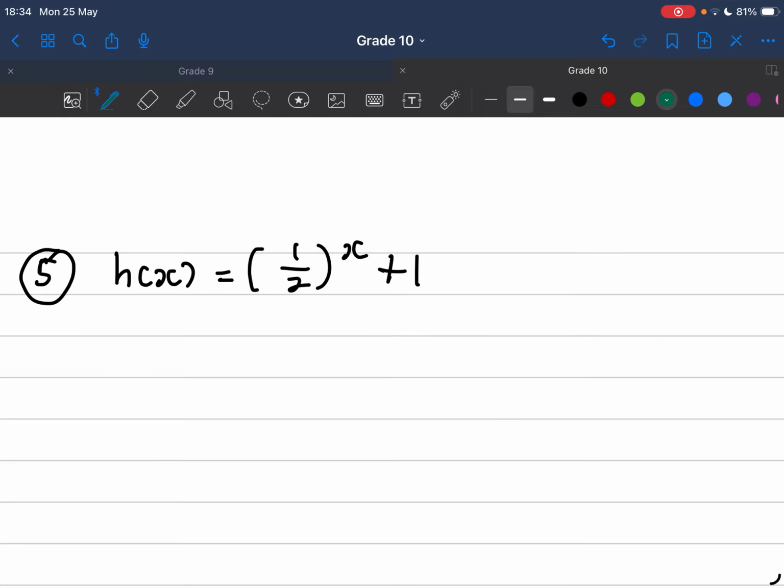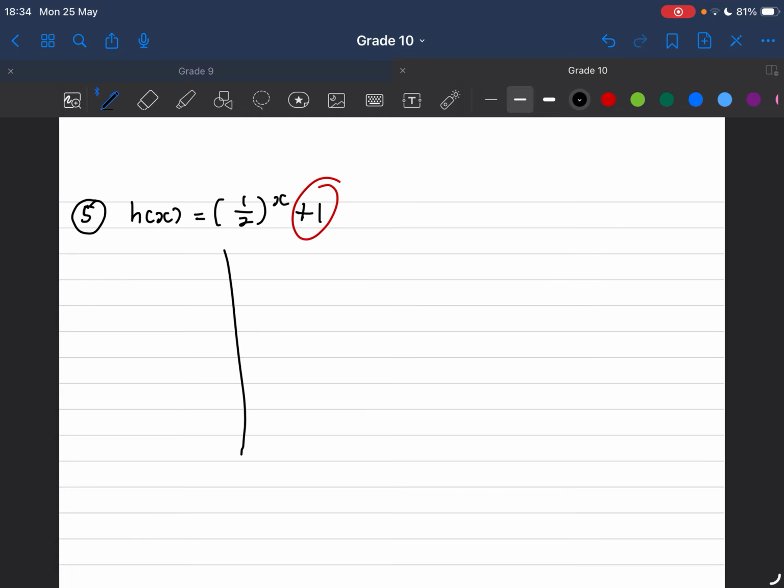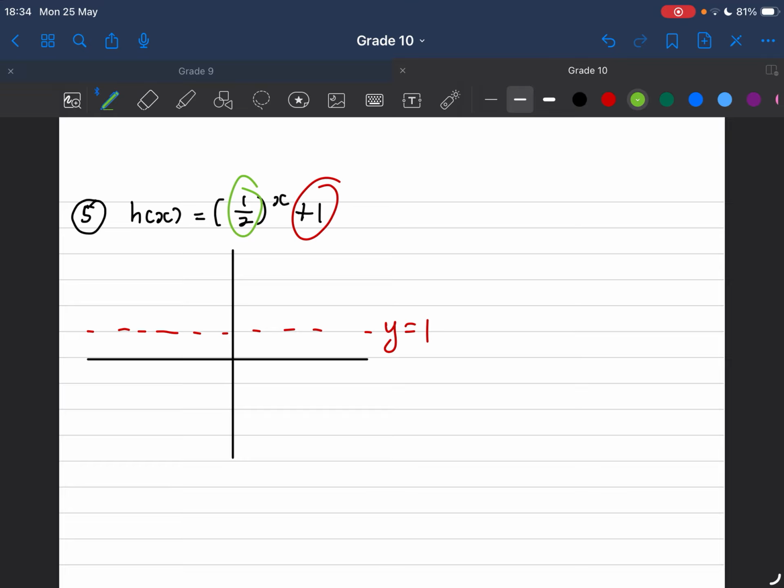Alright, for this one, now we've got an asymptote that's been moved. That asymptote should be at 1. So there we go, y is equal to 1. This tells me I've got a decreasing graph. It's a fraction, so I've got something like that. I need my intercept, so a half to the power 0 plus 1 is equal to 1 plus 1, which is 2. So this is going to be 2.